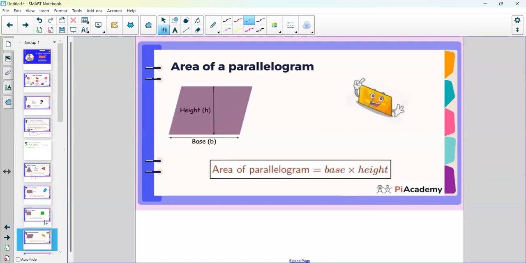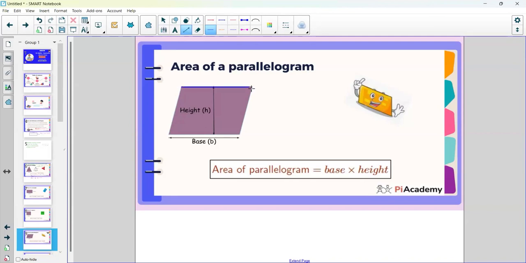Okay. Then we have a parallelogram. Now, what are the properties of a parallelogram? Can anyone please help me recollect the properties of a parallelogram? Yes, Anas? There are two sides parallel, only two sides, and the other ones are not parallel. Okay, well, that's not the case.